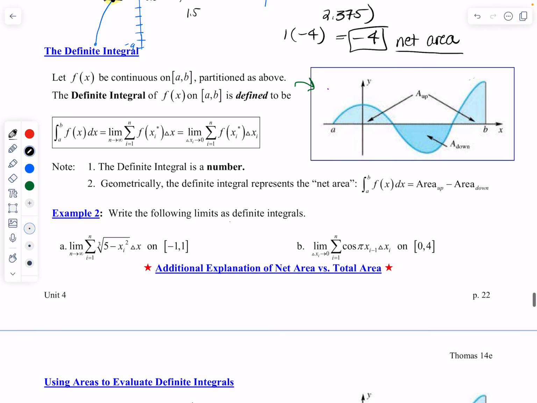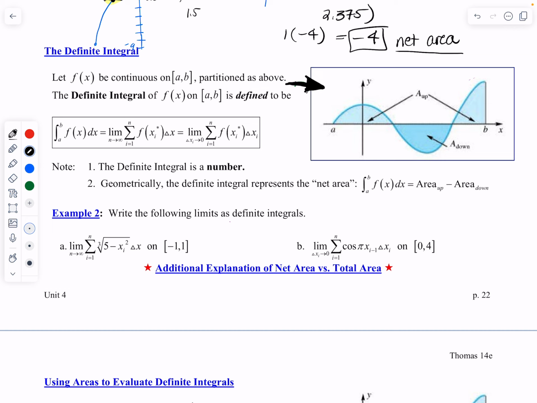All right, so let's look at the definite integral. Let f of x be continuous on the interval from a to b, and they're partitioned as above. When they say above, they mean to the right here. So we're looking at this graph. If you look at the graph, you're seeing that I have areas that are above the x-axis and areas that are below the x-axis. So when we use a definite integral to find the area under the curve or above the curve, let's see what happens.